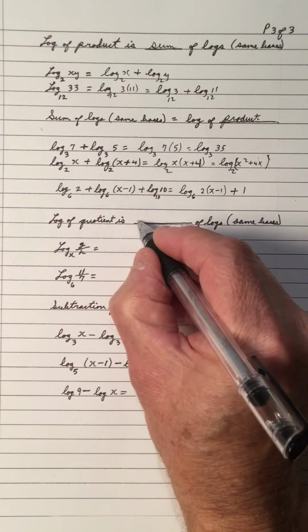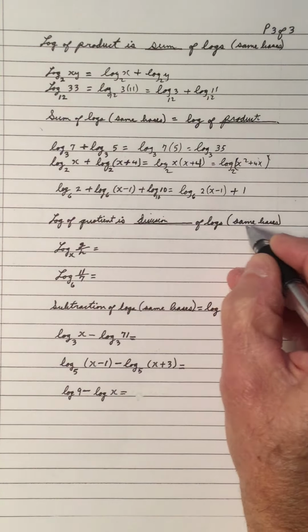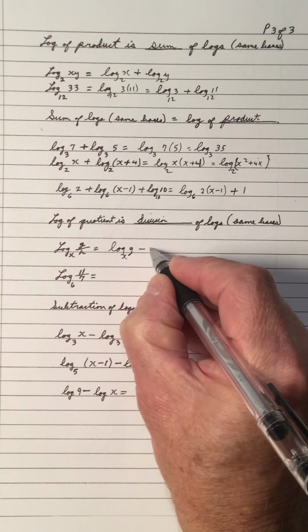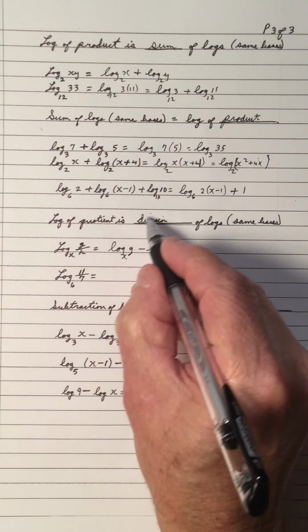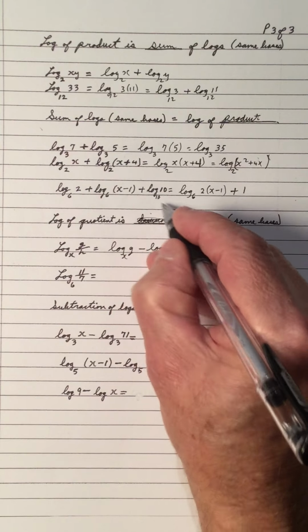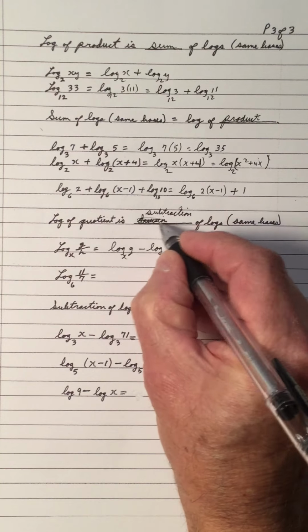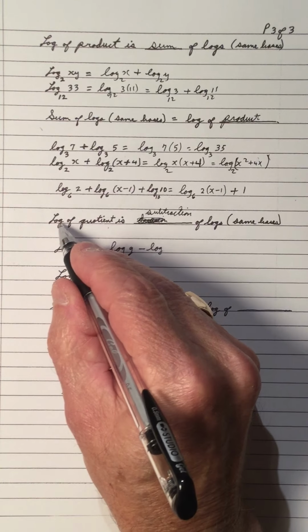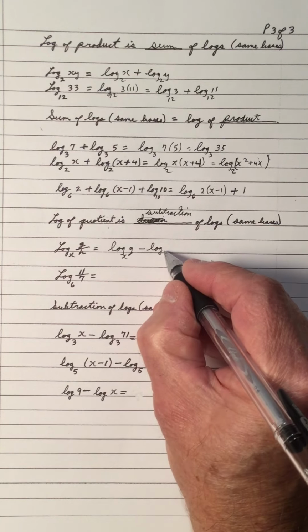The log of a quotient is the division of logs in the same basis. So this is a quotient. So we have the log of g, the base is x, minus... The log of a quotient, division. Quotient is division. No. The log of a quotient is subtraction. I don't know why. Quotient is division. So the log of a quotient, which is division, is the subtraction of logs. Sorry about that.